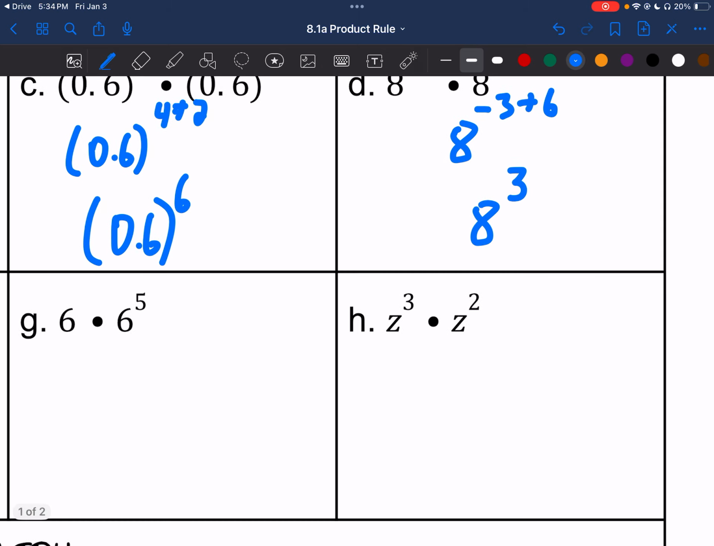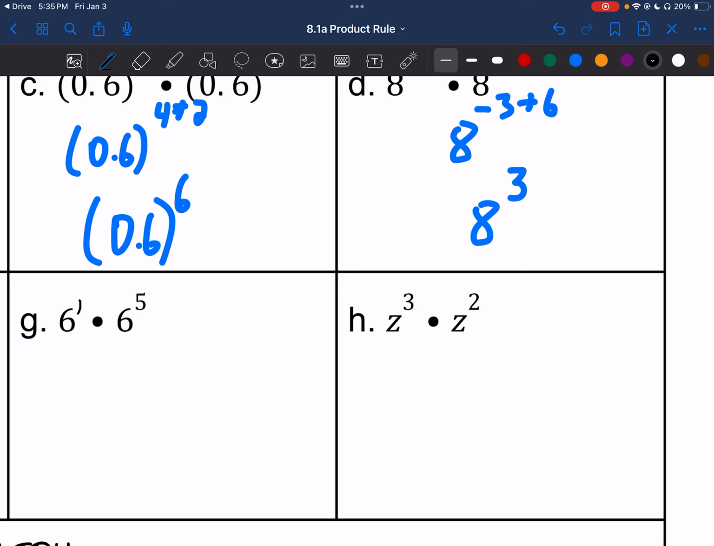All right, now let's look at letter G. Letter G, we have 6 and 6 to the 5th. Well, okay, this is weird. 6 doesn't seem to have an exponent on it at face value. But just like when we were working with variables and there's no coefficient in front of the variable, we assume it's 1. Just like in science class, if there's no coefficient in front of a chemical, we assume it's 1.